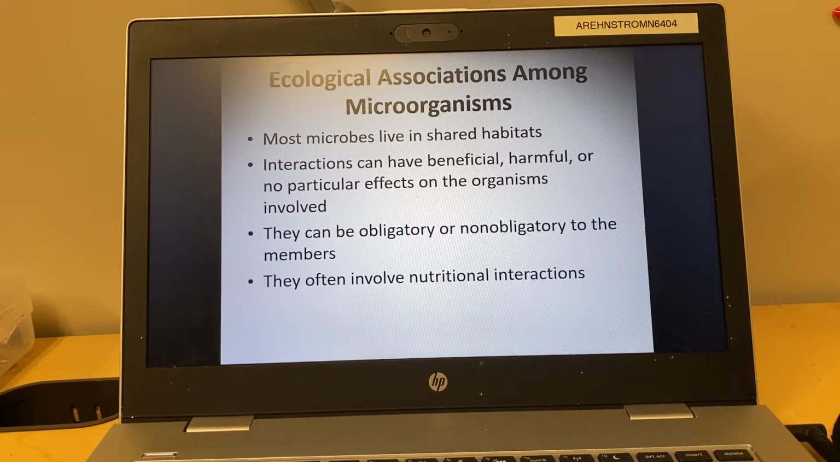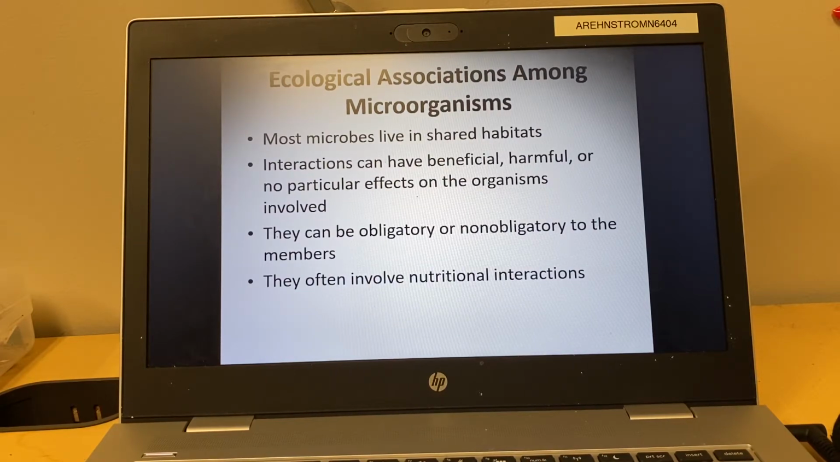They can also be obligatory or non-obligatory. And remember, obligatory means you have to, okay? Like we are obligated to pay the government taxes every year. So it means that sometimes organisms have to live in that particular environment or they'll die. That's obligatory. Non-obligatory means, whatever, we can live there, but we don't have to. We can actually live in other habitats as well.